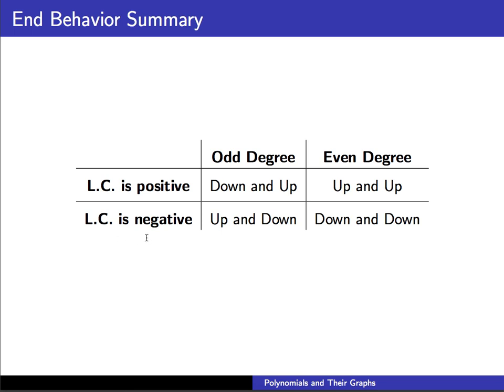If our leading coefficient is negative, that's going to reflect each of these across the x-axis, which changes the direction they were originally going. So if our leading coefficient is negative and our degree is odd, we're going to go up as we go to the left, and we're going to go down as we go to the right. Notice it's just the opposite of when the leading coefficient is positive. And then if our leading coefficient is negative and our degree is even, we're going to go down to the left and down to the right. So let's take a look at some examples of determining end behavior of polynomials.